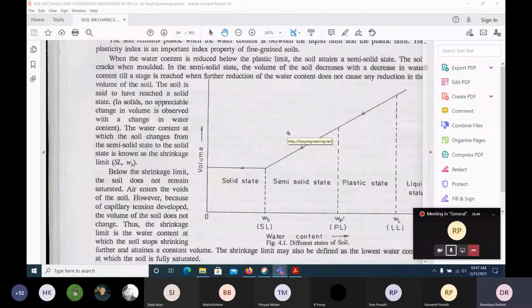So how do we determine the water content? We have seen it. Just take a small sample of soil and keep it in an oven for 24 hours. Take it out. Initial weight minus final weight divided by the final weight will give the water content, how much water it is having. It is very simple. So this is liquid limit, plastic limit, and the shrinkage limit.